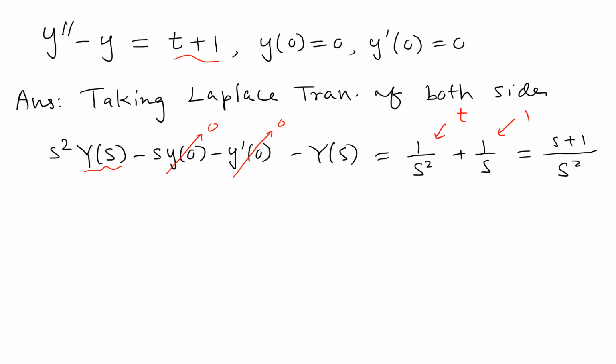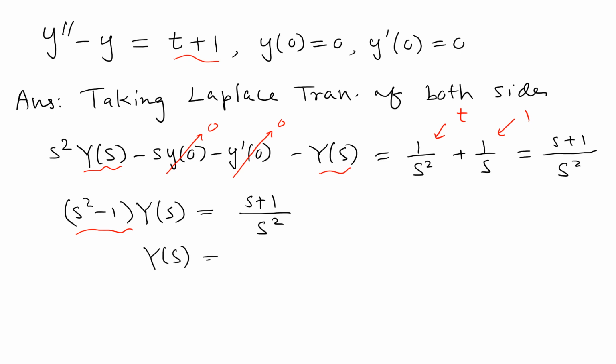We can isolate the Y(s) term. That means we're going to factor it out, so you get s squared minus 1 times Y(s) on the left side. On the right side, we have s plus 1 over s squared. The next common step is to divide both sides by this term to isolate Y(s). So if you divide, you can see Y(s) is 1 over s squared minus 1, and then we have s plus 1 over s squared.